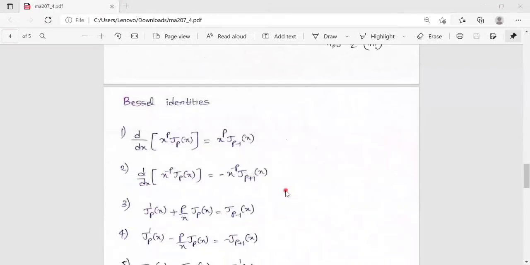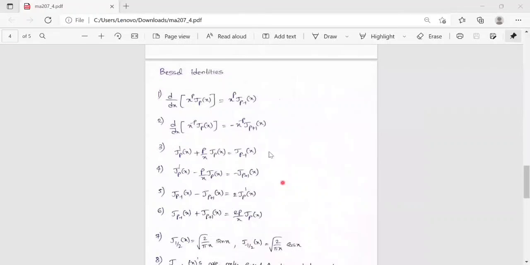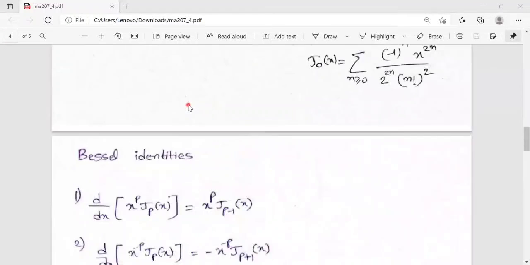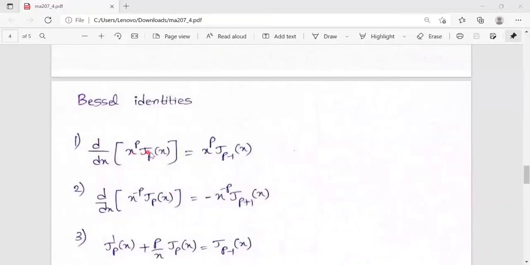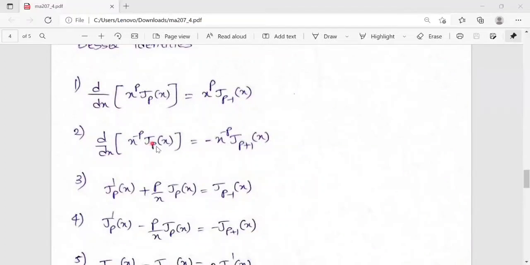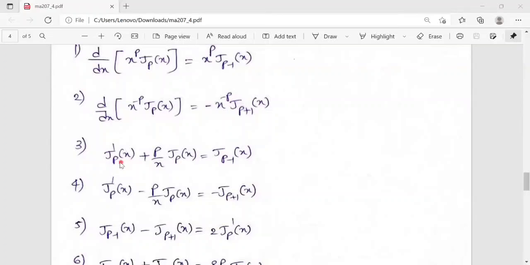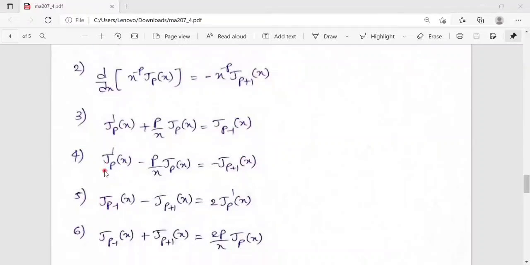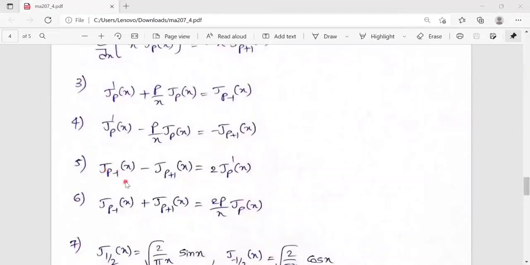We have some identities for the Bessel function. These are known as Bessel identities. The first identity is the derivative of x power p Jp is equal to x power p J p minus 1. The derivative of x power minus p Jp is equal to minus x power minus p J p plus 1. And similarly, we have J dash p plus p by x Jp is equal to J p minus 1. And a similar identity here. And here we get J p minus 1 minus J p plus 1 is equal to 2 Jp dash.